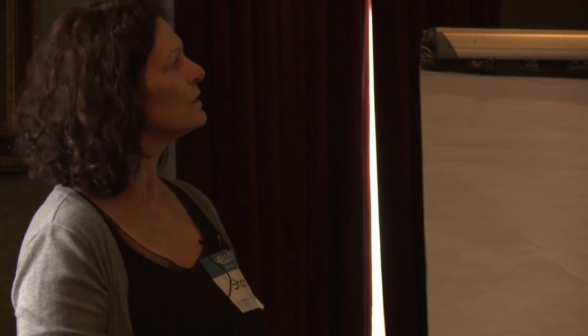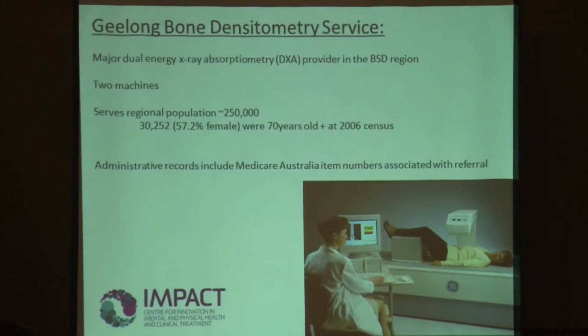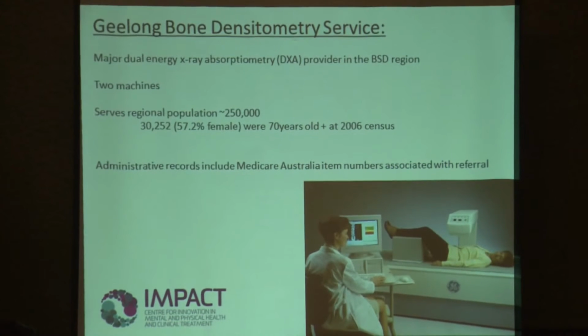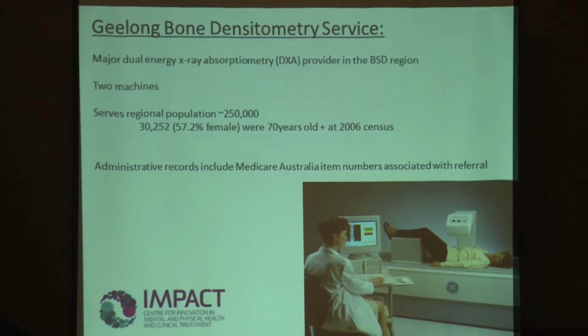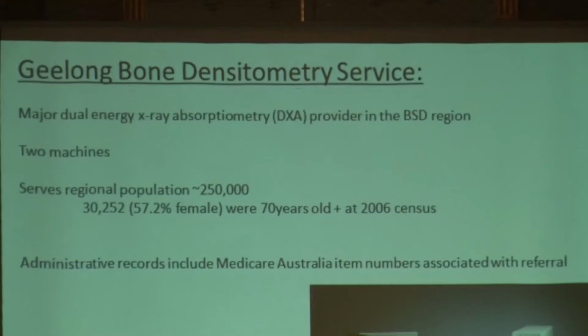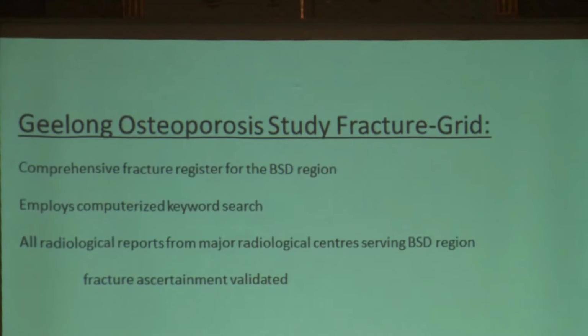This is the patient administrative data set that I was talking about, the Geelong Bone Densitometry Service. So we've used data from there. This encompasses one major service provider, meaning anybody who has a DEXA or a bone density scan shown there, they actually are in this data set. So it's comprehensive. Of course, if you're going for a bone density scan, you're referred, so you have a Medicare item number there.